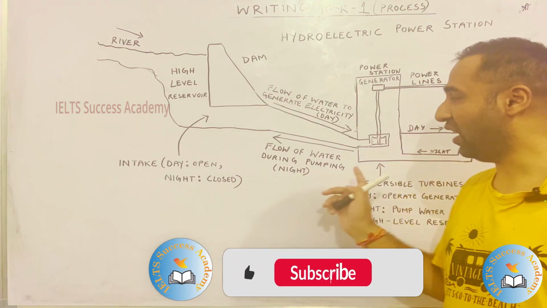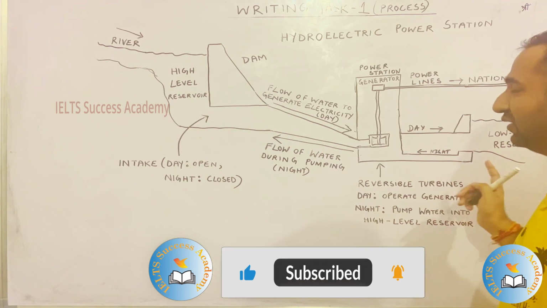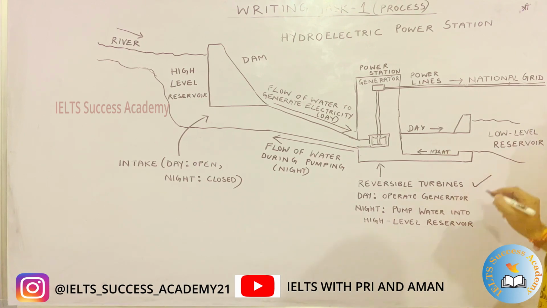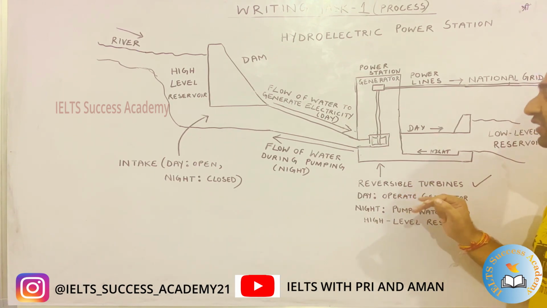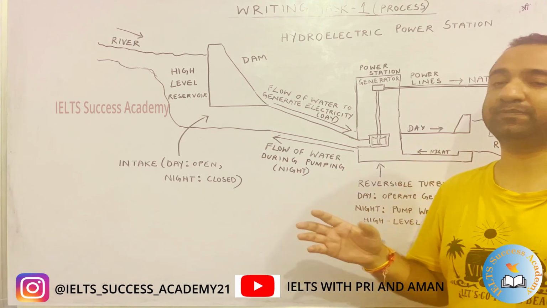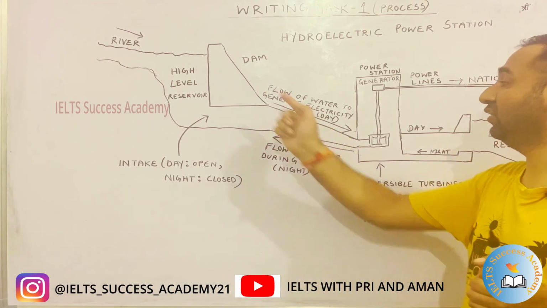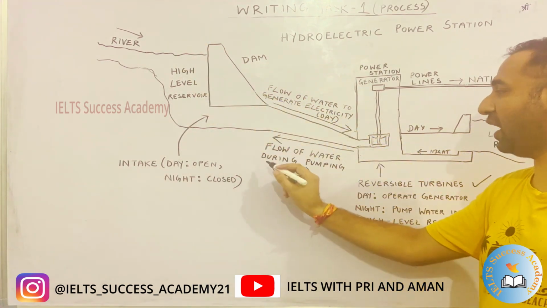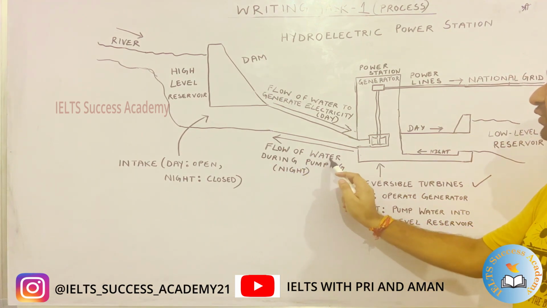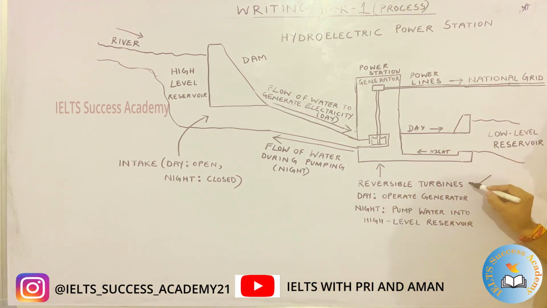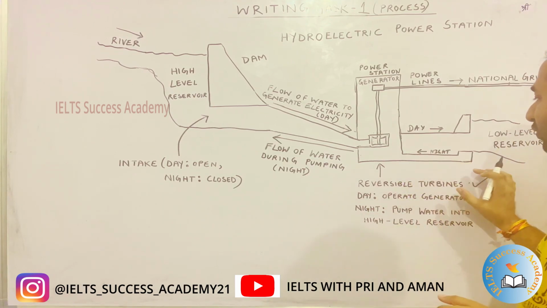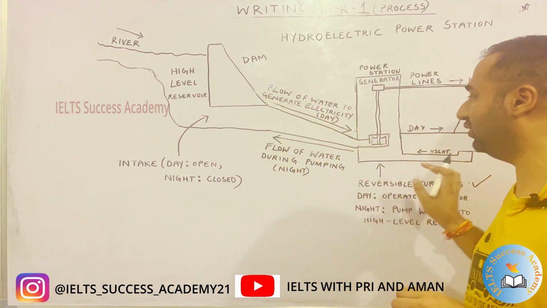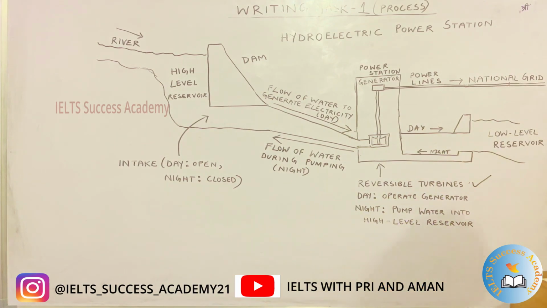Now, how does this happen? How does the water move from the low level reservoir to the high level reservoir during the night time? Through these reversible turbines. When the reversible turbine is operating, it creates a pressure which makes the water run in the opposite direction. It moves upstream. The water is moving upstream. So it states flow of water during pumping at night. The reversible turbines are running, due to which they create a pressure. Now the pressure makes the water flow from the lower level reservoir to the higher level reservoir.